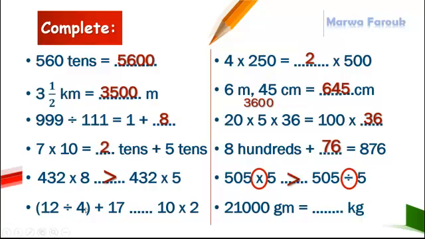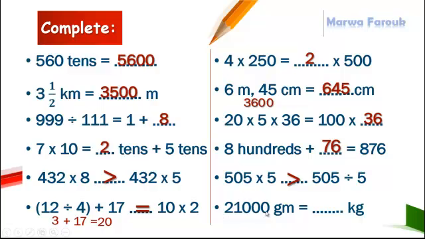Excellent. Now I have 12 divided by 4 plus 17 and on the other side 10 times 2. Which is greater? I will start here with the brackets. 12 divided by 4 equals 3, and 3 plus 17 equals 20. The other side, 10 times 2 equals 20, so they are the same. I have to put here equal.